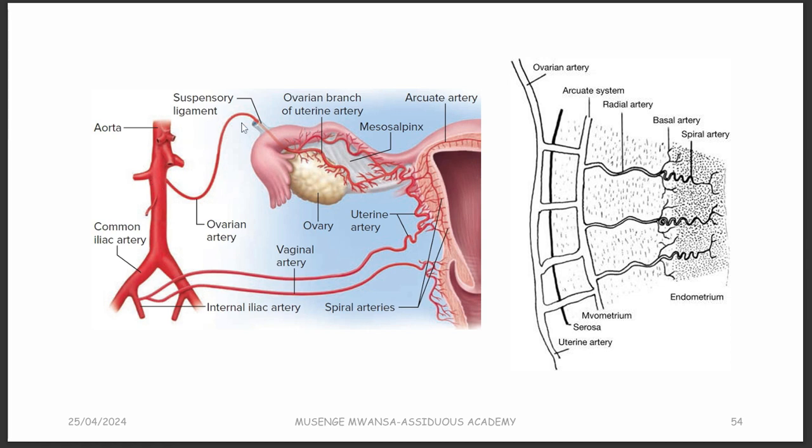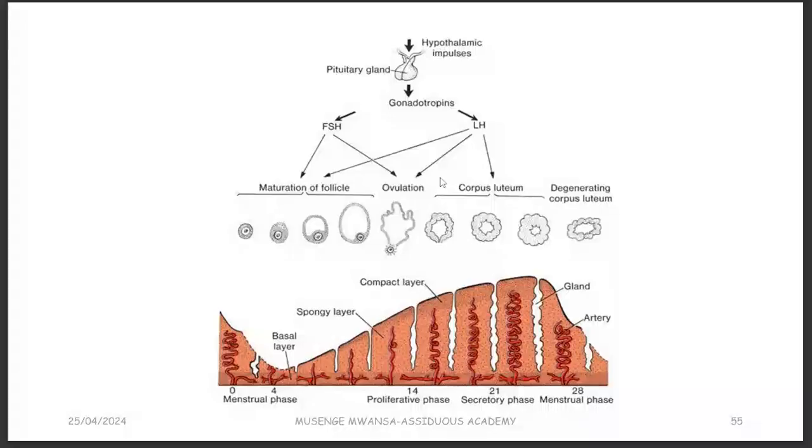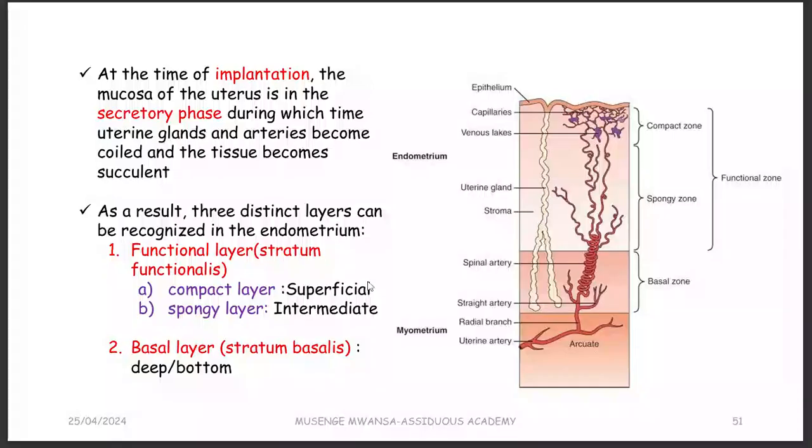Look at what happens. The ovarian artery will send branches which will anastomose with the what? The uterine arteries. Anastomose means they meet. Okay, they will meet. And then you can see these arteries will be able to penetrate the perimetrium and myometrium until they reach the endometrium. And when they reach the endometrium, you can see this is the uterine artery.